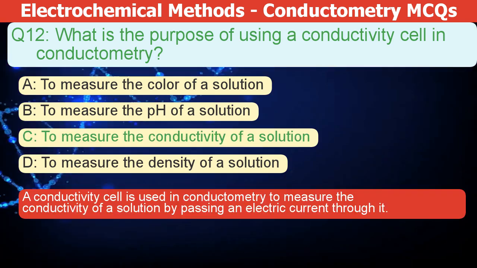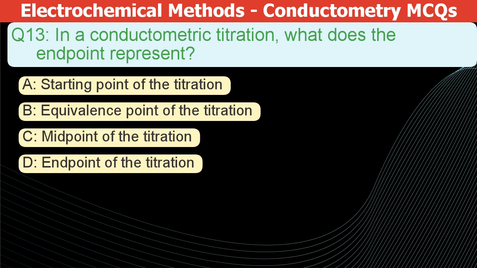The correct answer is C. A conductivity cell is used in conductometry to measure the conductivity of a solution by passing an electric current through it. In a conductometric titration, what does the endpoint represent?